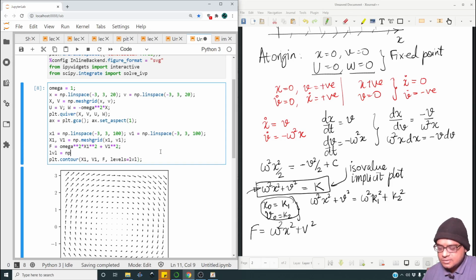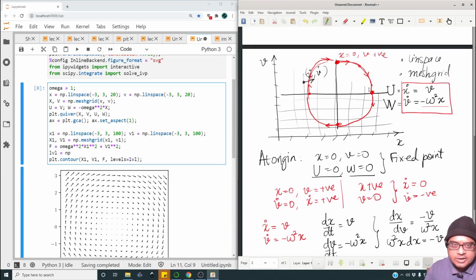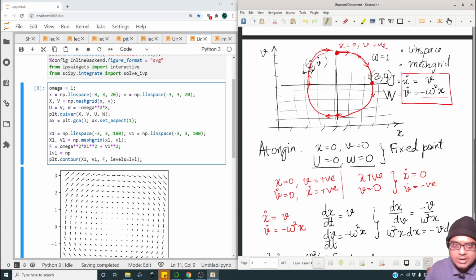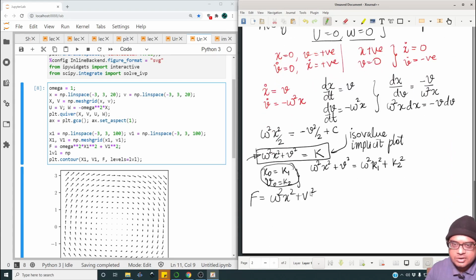Let me define what LVL is. Say we define a bunch of levels starting from 0.1 all the way to, so the domain is extending from -3 to 3. So this point is going to be 3 comma 0, and omega is equal to 1, or rather let us see what the maximum value will be. So the maximum value of this function in the domain that we are plotting in will be omega square times 9 plus 0.